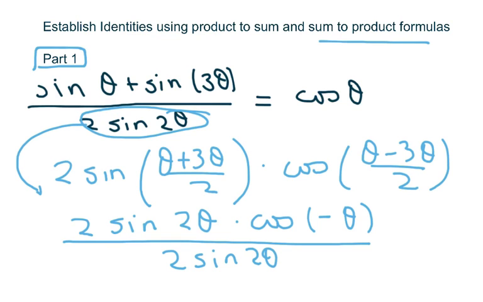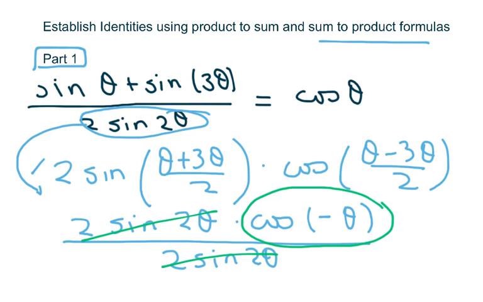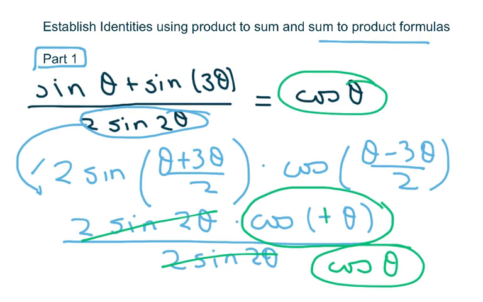I forgot to put it on this part here. But anyway, what happens is these two cancel. They knock each other out. And also, cosine is an even function, so we use the even identity properties and change that to a positive. So we get cosine of theta. And they match up. And so we establish that identity.